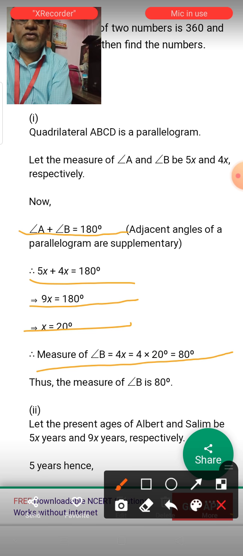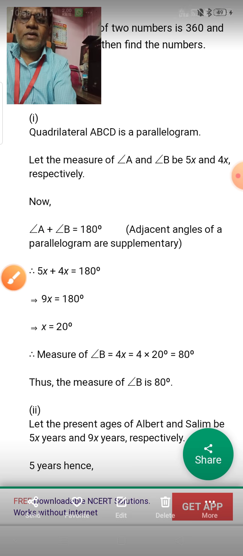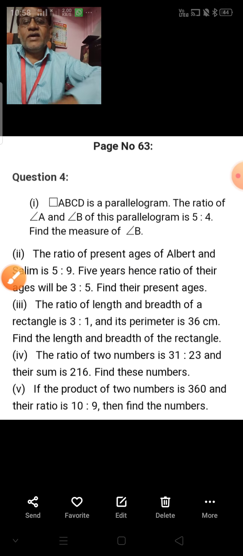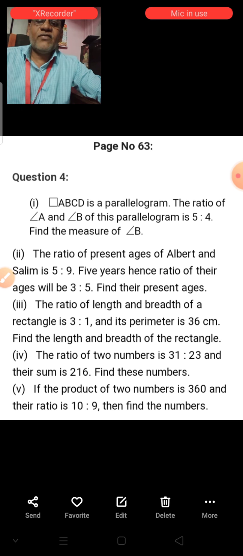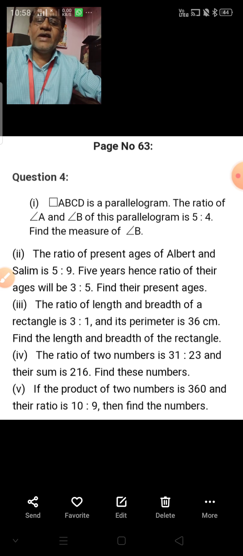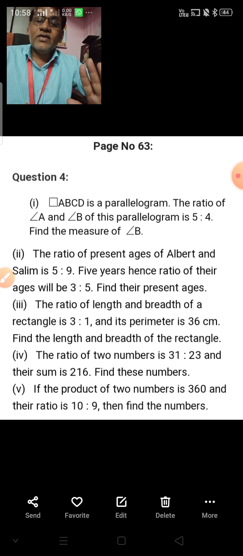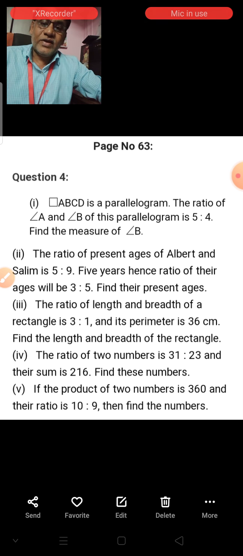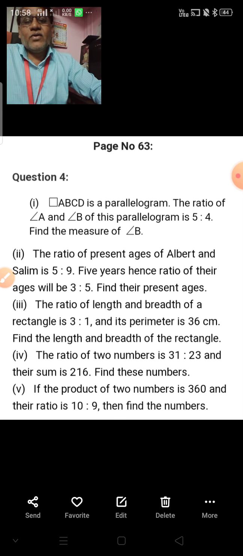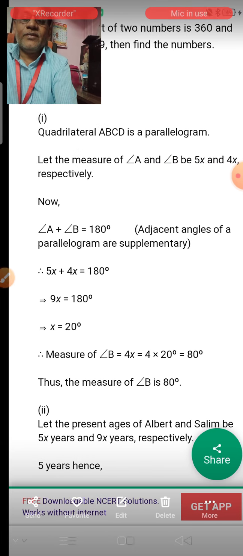Now what is question number 2 here? Question number 2: the ratio of present ages of Albert and Salim is 5:9. 5 years hence, the ratio of their ages will be 3:5. Find their present ages. The ratio of present ages is given and the ratio after 5 years is given, and you have to find out the present ages of Albert and Salim. Now how to find it here?